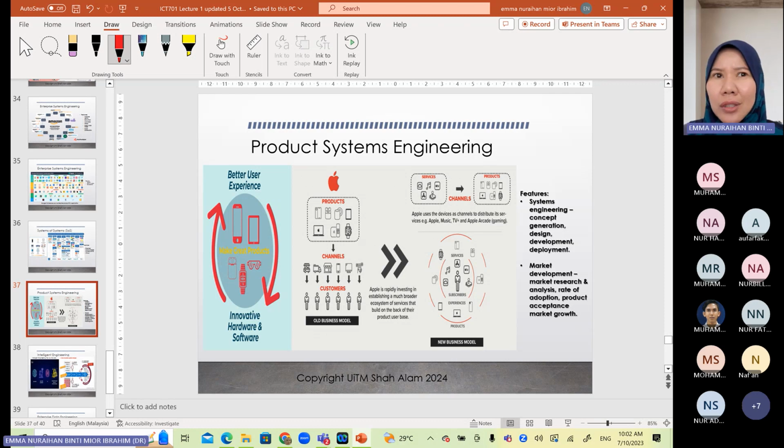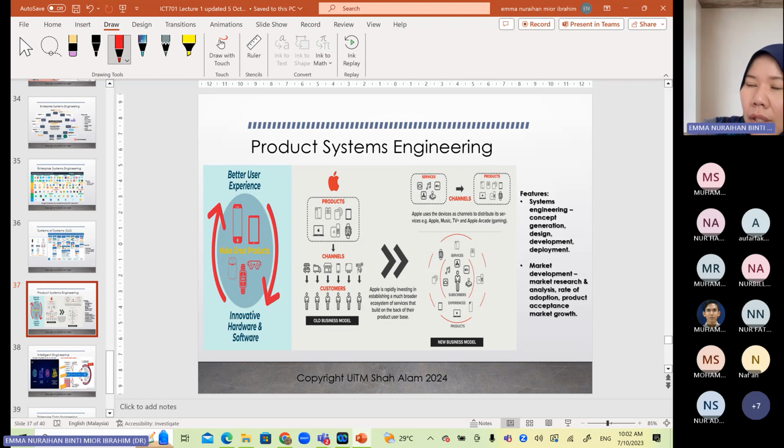Because Starbucks is not just for drinking. Starbucks is for networking, for socializing, for family, for apa lagi? Macam-macam. That is product system engineering. Yeah? Not just technology, tapi menu yang dia curated, the design of the cafe, sama lah macam Apple ni.